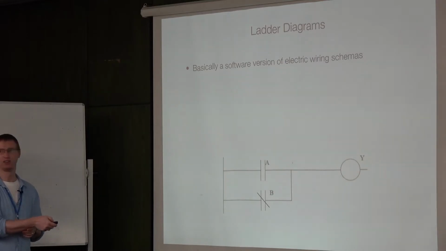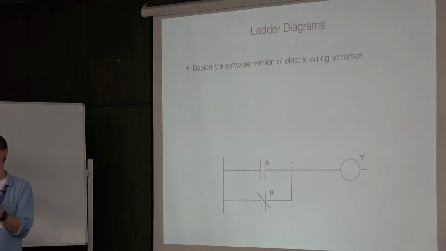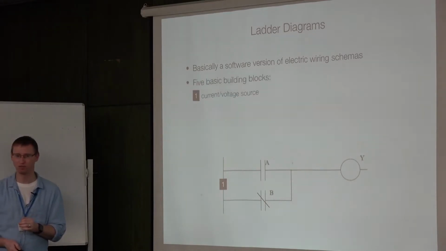So this Y here is the output, say a bulb or a light in this room, and these might be switches which prevent the current from flowing all the way to the light. Okay? And if you close the switches for the current to flow, then the output will be enabled. If those switches open, then the flow of current is aborted and the light goes off. Okay? So these ladder diagrams are one-to-one equivalents of electric wiring diagrams.